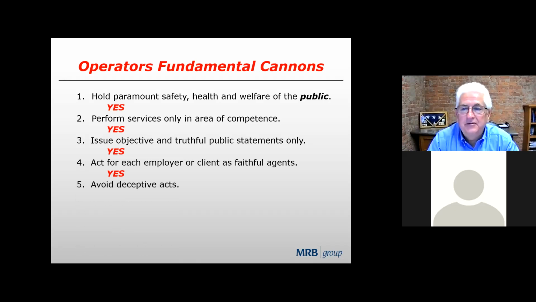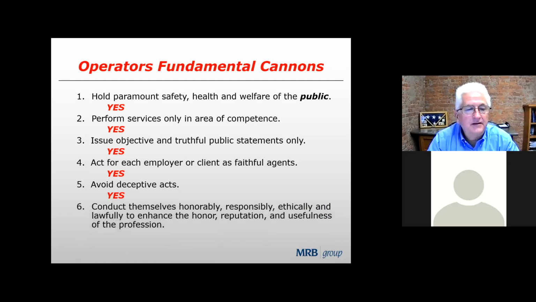Avoid deceptive acts. Goes without saying, of course. And then conduct themselves honorably, responsibly, ethically, and lawfully to enhance the honor, reputation, and usefulness of the profession.